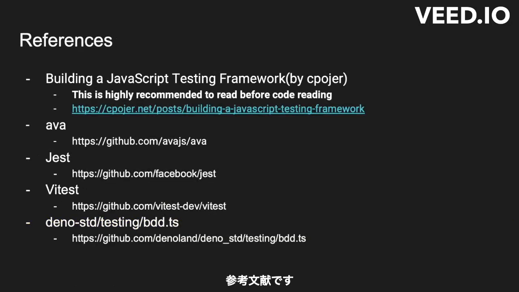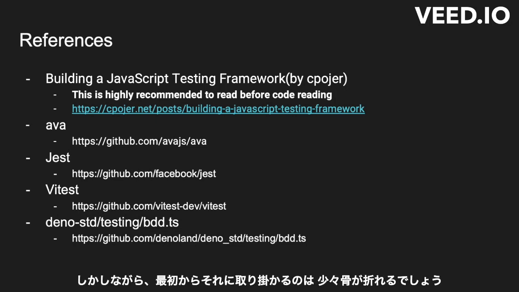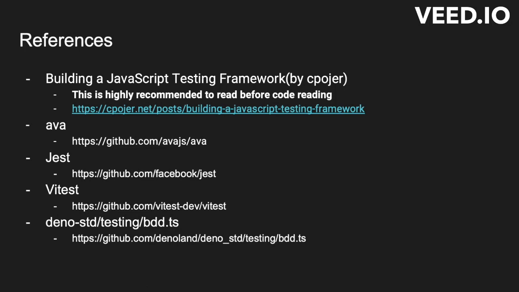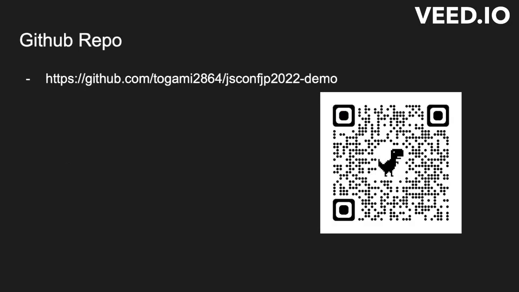This is profound. To learn a little more detail than this talk, code reading a production-use testing framework is a good way. However, I think it might be too hard to do it from the beginning. Before that, I recommend reading the blog post, Building a JavaScript Testing Framework, as a resource. This is the demonstration code on GitHub I used in this talk. Please play with it locally. So with that, I'm going to stop talking.